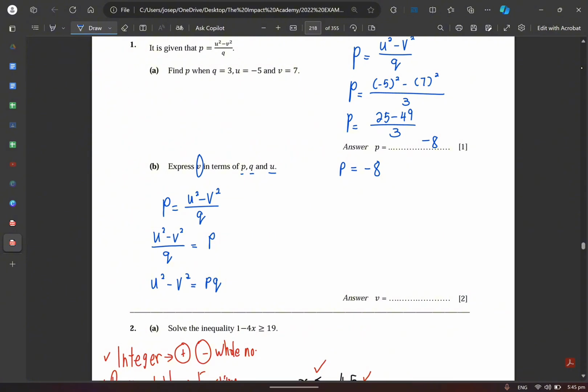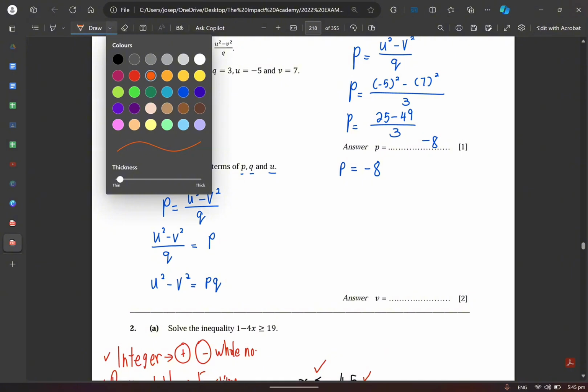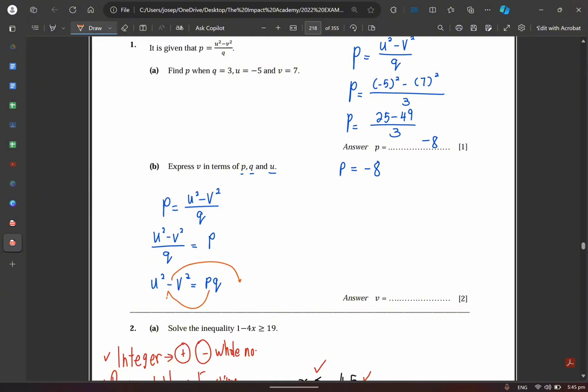Or in fact, you can bring the V squared over, then bring the PQ over. Why? Because I don't want my V squared to be negative. You get what I'm trying to say? So I want to bring this over here and then bring this over here. So it becomes U squared minus PQ equals to V squared. Why? I thought whatever I want to find, put on the left-hand side. Yes, then you just swap position. Because whatever I want to find cannot be negative. I don't like that. You get what I'm trying to say?